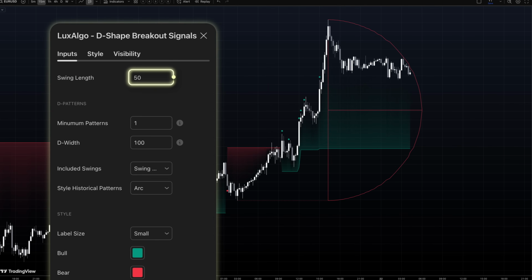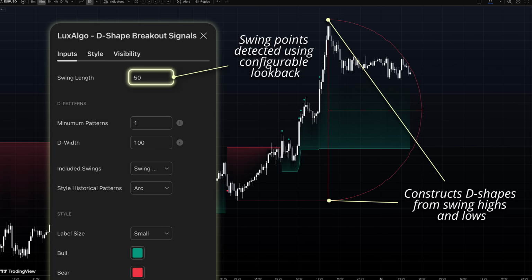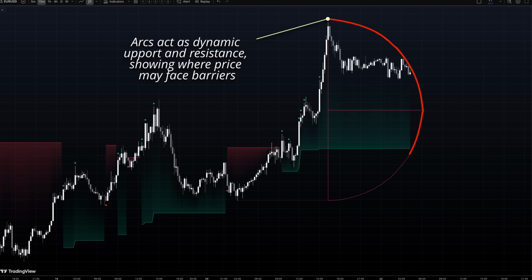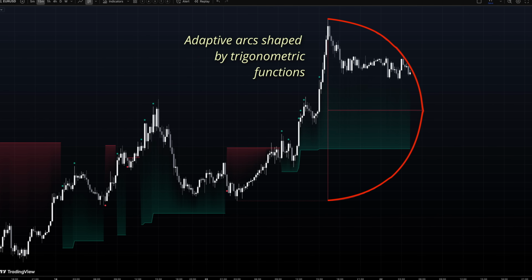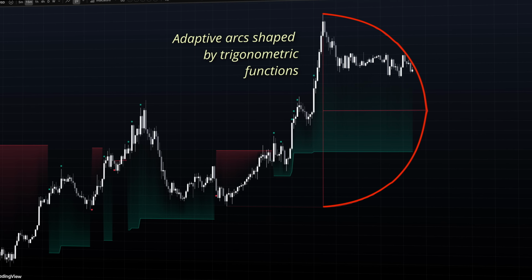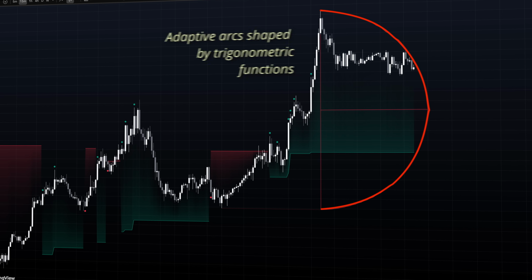The indicator identifies swing points using a configurable look-back period, default 50, then constructs D-shaped patterns by drawing arcs between consecutive swing highs to lows or lows to highs. These arcs represent potential support and resistance zones where price action may encounter dynamic barriers. The mathematical construction uses trigonometric functions to create smooth, curved boundaries that adapt to market structure.